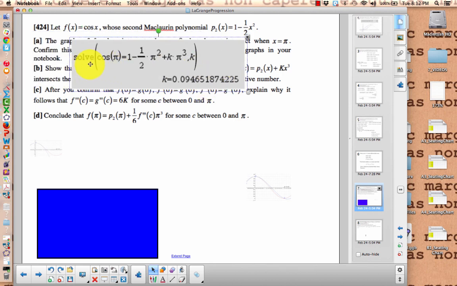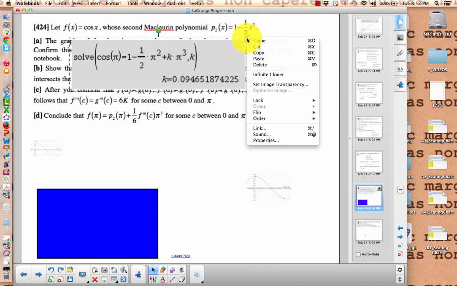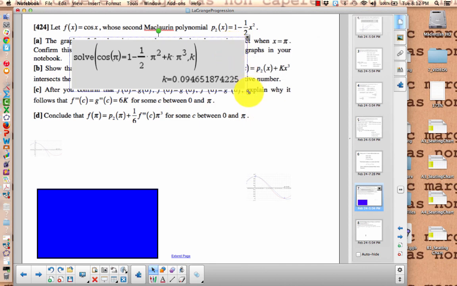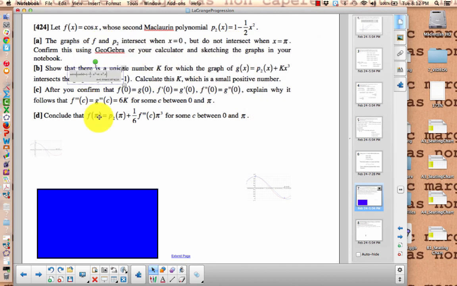So we ask it to solve cosine of pi equals 1 minus 1/2 pi squared plus this number k times pi cubed. Solve it for k. We get this number, 0.09465, etc. So if we use this value of k, then our graphs of f and g should intersect at pi.